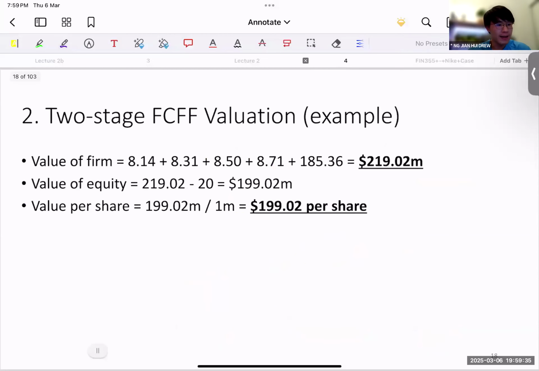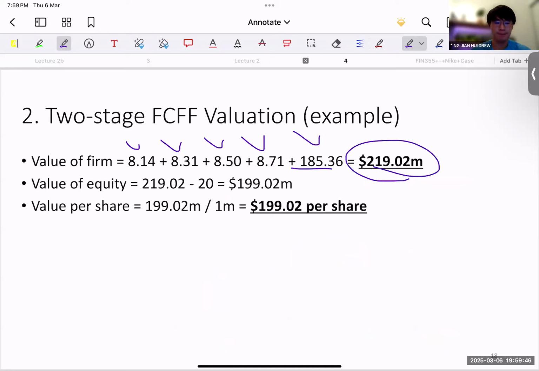Okay. So finally, we add up all the present values. These are all the present values, and this is your present value of terminal value. So this will give us the value of the firm. We know that the question was the value of the share. So the market value of debt is 20 million. So we take this minus the market value of debt, divided by the number of shares. This gives us the value per share.